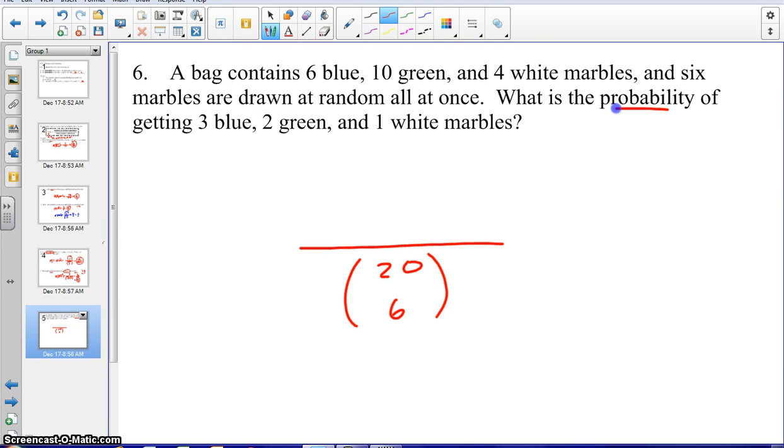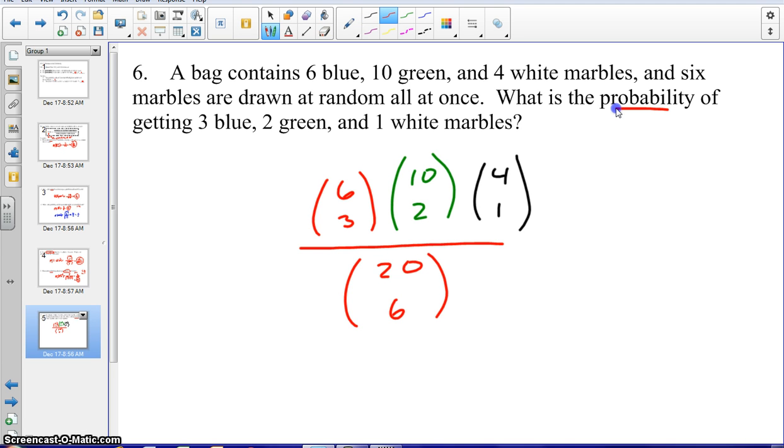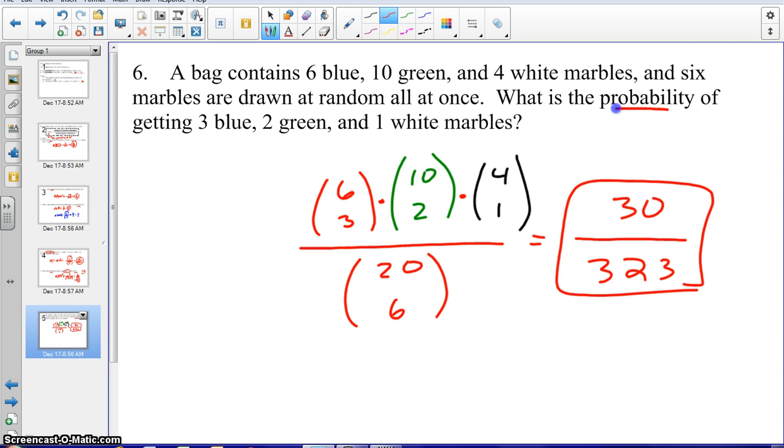That's our possible outcomes. And in the numerator, though, of those 6 blue, we want 3. Of the 10 green, we want 2. And of the 4 white, we want 1. Again, according to our fundamental counting principle, we would multiply those, and we would get 30 over 323. Okay? And this concludes section 15.5.